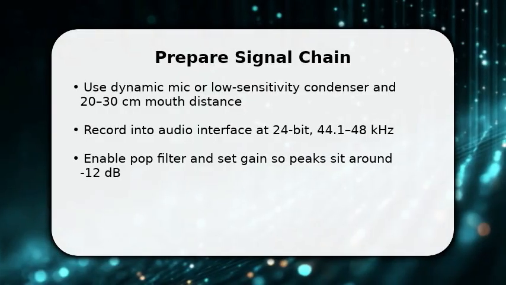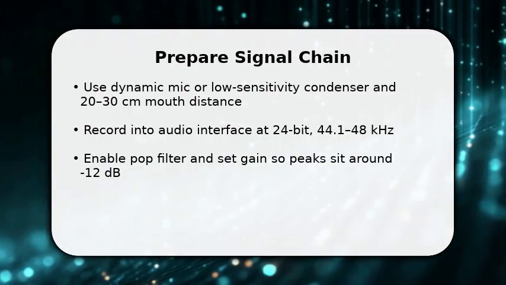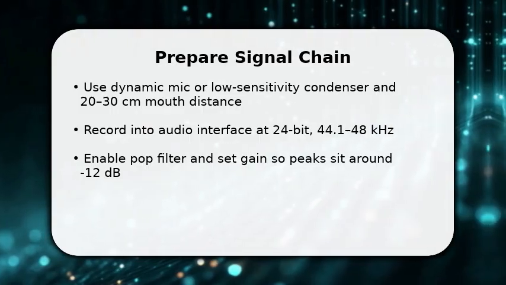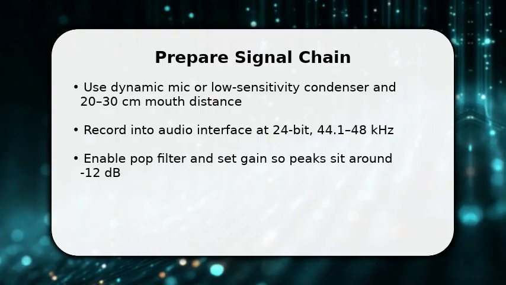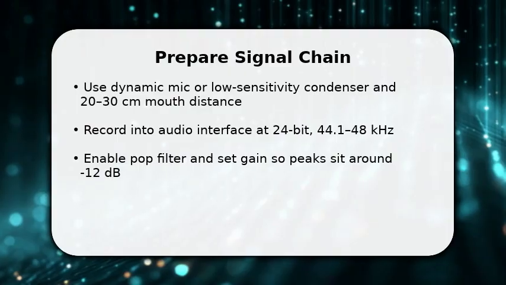You start by fixing the signal chain. Use a dynamic mic or a low-sensitivity condenser and position it about 20-30 centimeters from your mouth. Next, record into an audio interface at 24-bit and 44.148 kHz so you retain headroom.